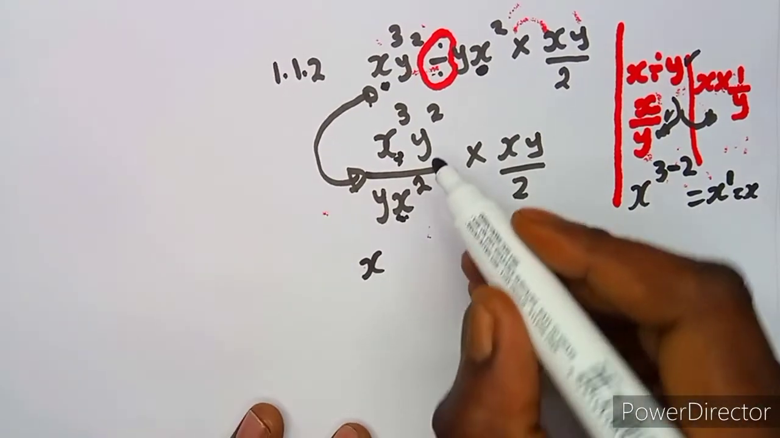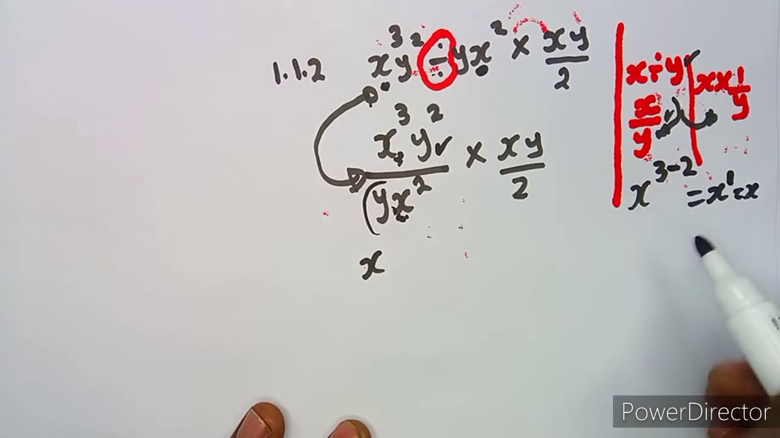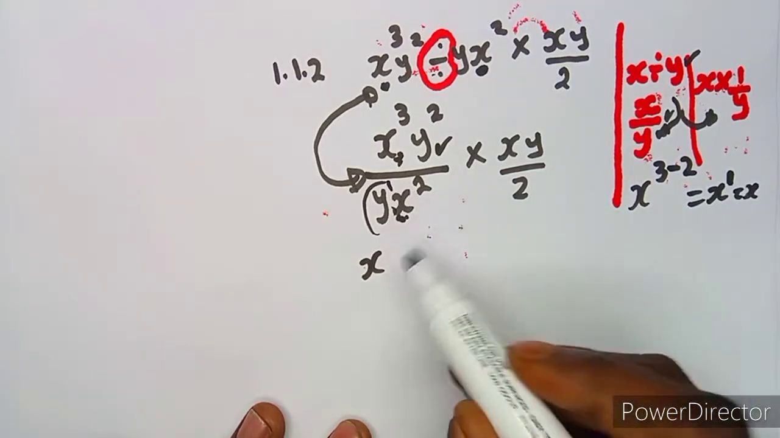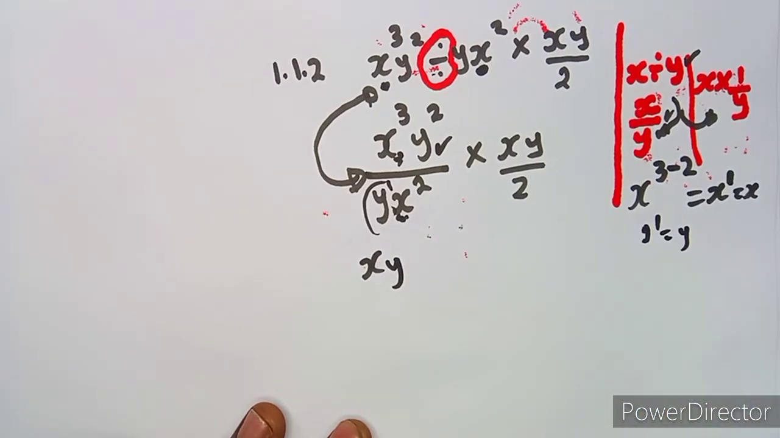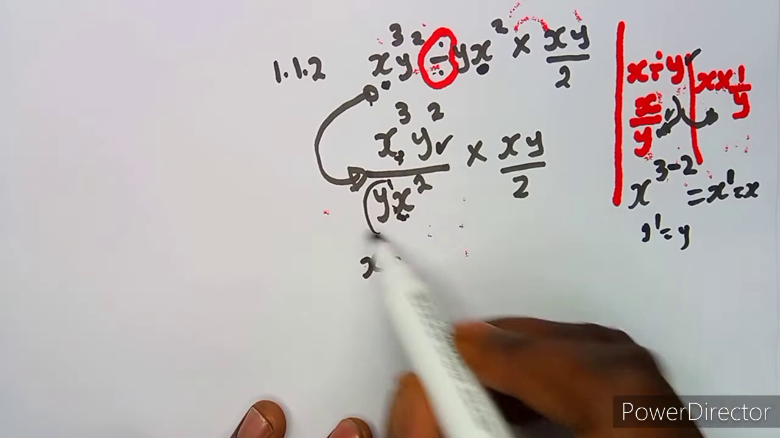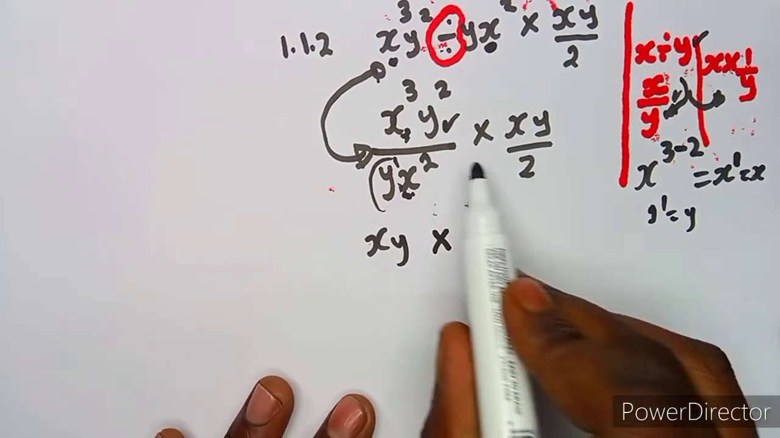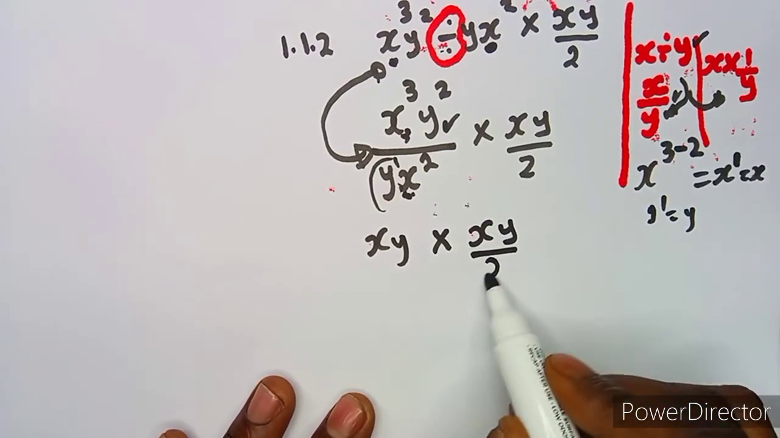All right, we do the same for y. This y and this y, they're dividing also. So you subtract, as you can see, it's 2 minus 1, which is going to give us y to the exponent of 1, which is the same as y. So that's what you're going to obtain here. Okay, you've applied the laws of exponents there. Multiply by xy over 2.